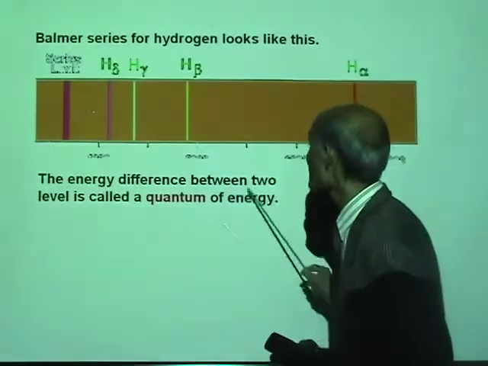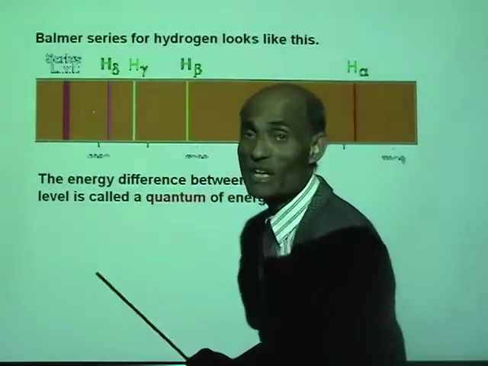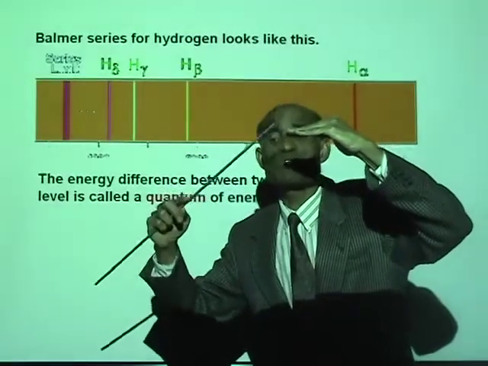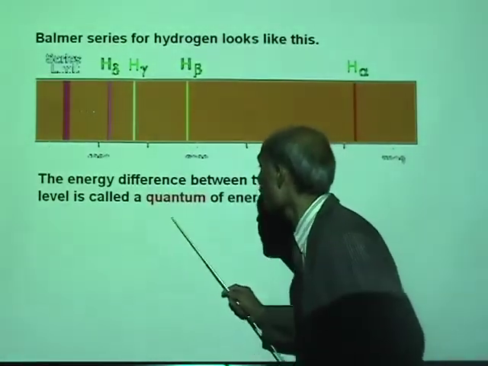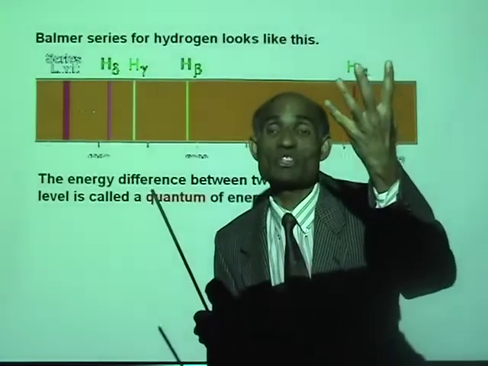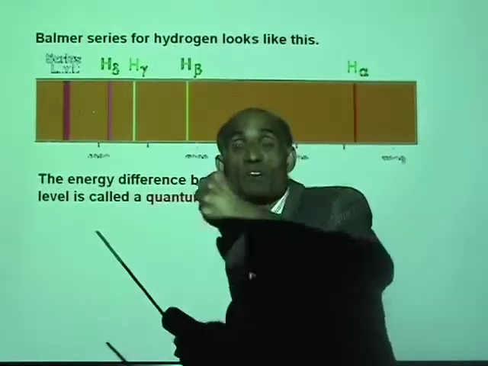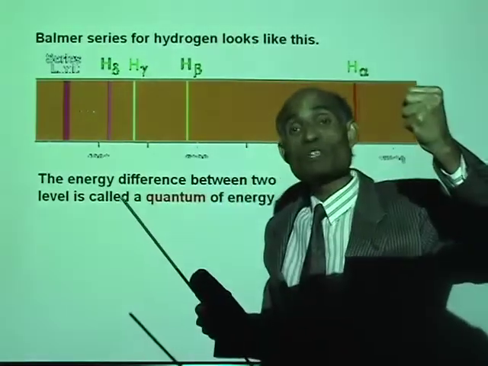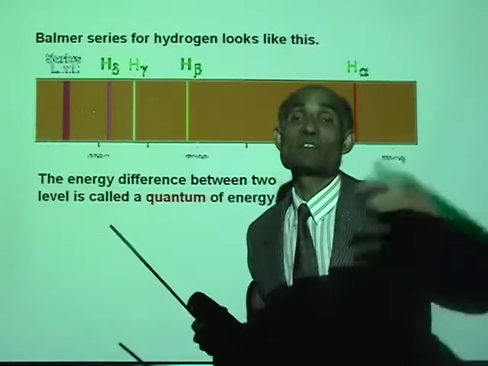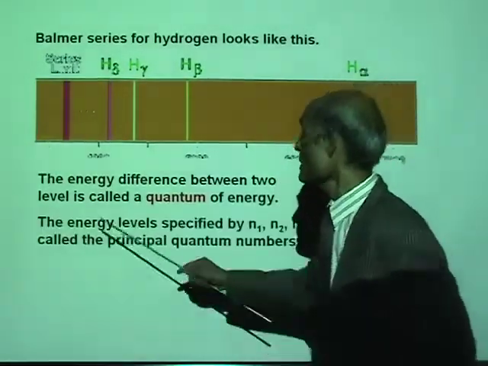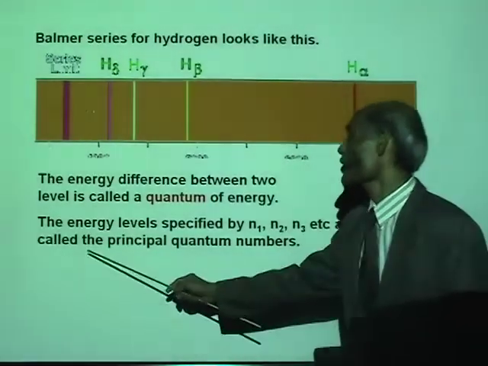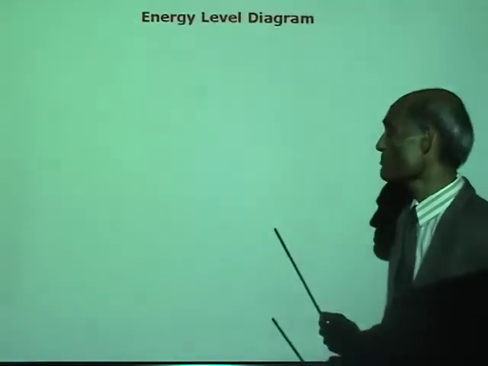When an electron jumps from one energy level to the next, the energy difference between the two levels is called a quantum. Each photon has a quantum of energy, and that quantum can be of different value. You can have a bigger quantum, the ultraviolet. The energy levels specified by n1, n2, n3, etc. are called the principal quantum numbers.